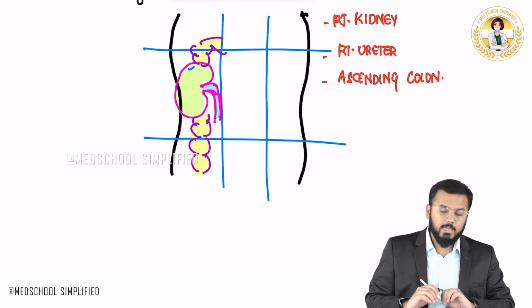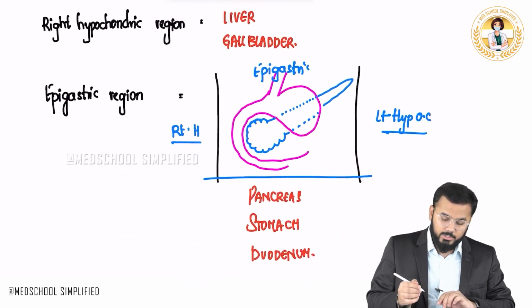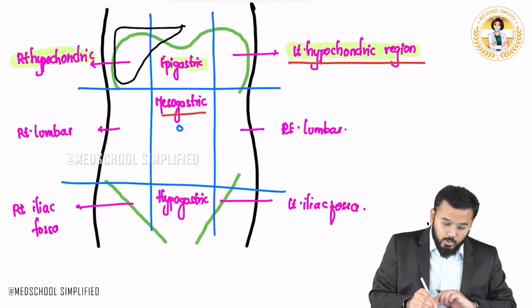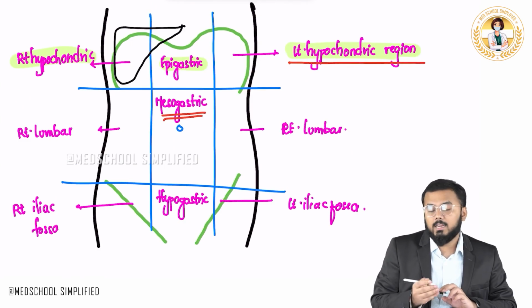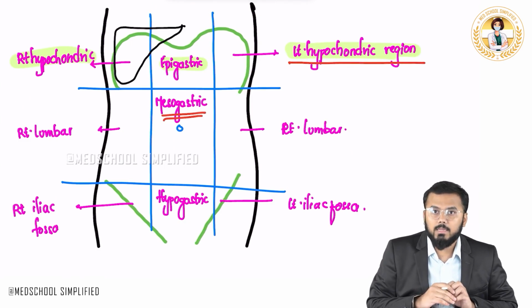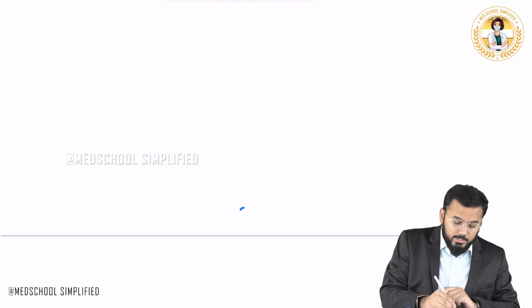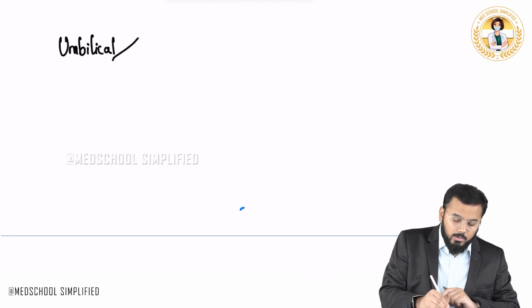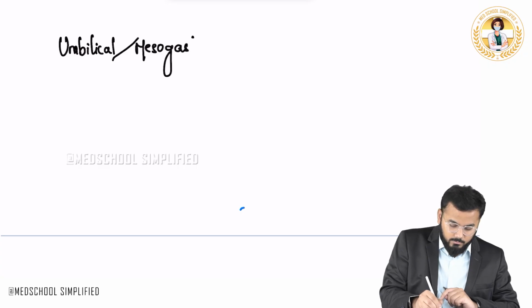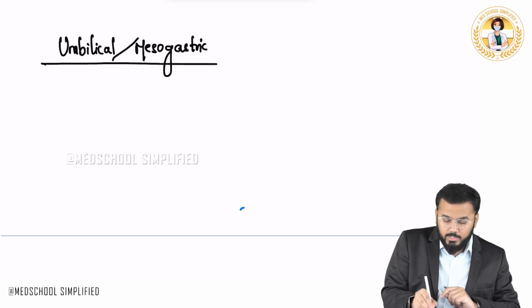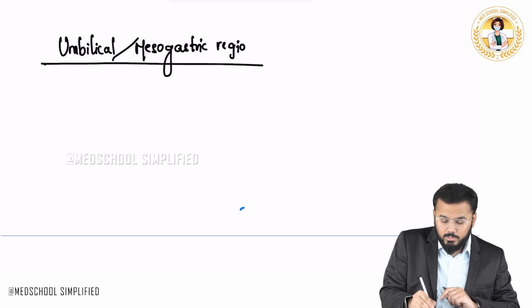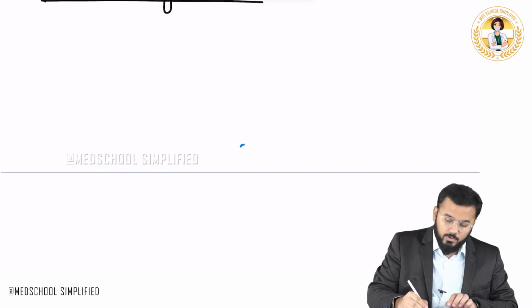Now after that, moving on to the next important region, that is your mesogastric region, or the other name for this mesogastric region is umbilical region. So what are the structures we have got in the umbilical region, guys? Umbilical region, or you can call it mesogastric region. So what are the important things we have got here?